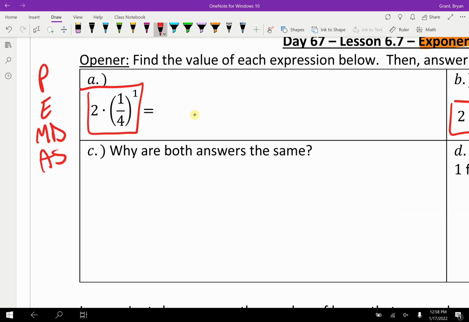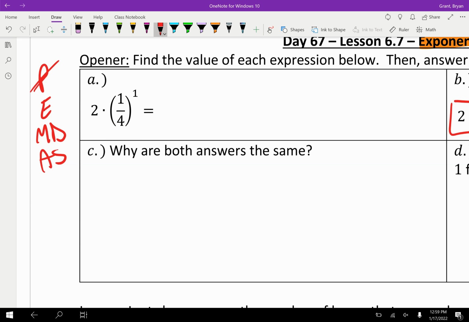All right, so part A, we want to go through keeping PEMDAS in the back of our mind. I'm just going to work horizontally to the right here. The first thing, with the P for parentheses, we look inside the parentheses and say, is there anything else inside the parentheses that's happening to the 1/4? And the answer is no. There's just a 1/4, nothing else going on inside the parentheses, so we're done.